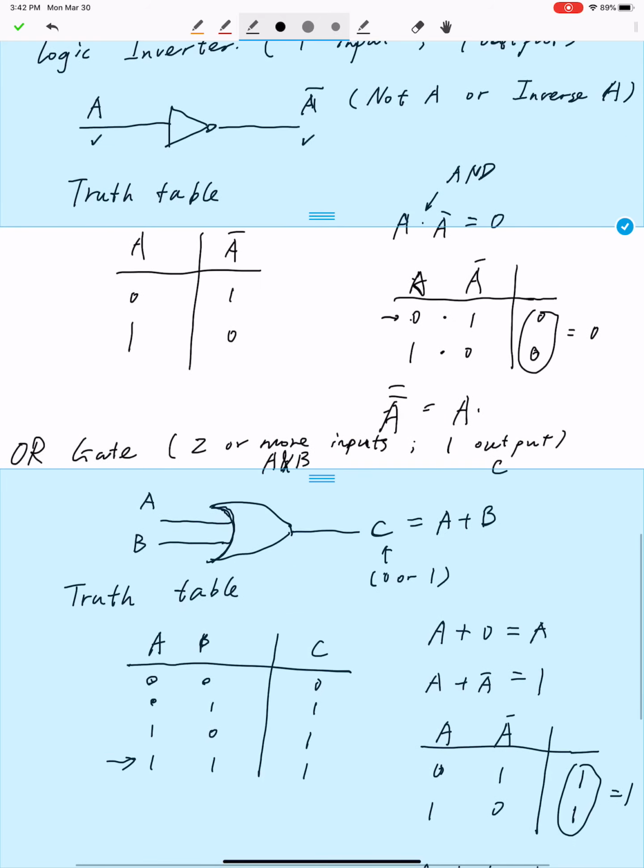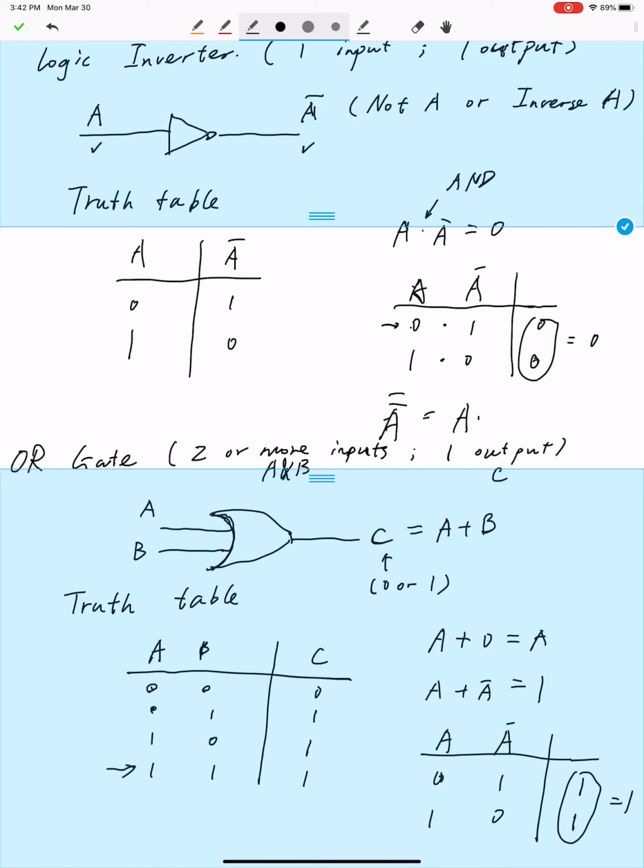And the second experience formula: what's the value for A double bar? A double bar is still A. It's just like if you flip a double-sided paper twice, then you will get the original side, right?